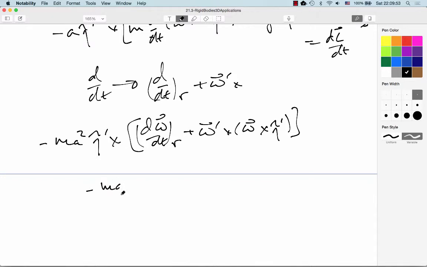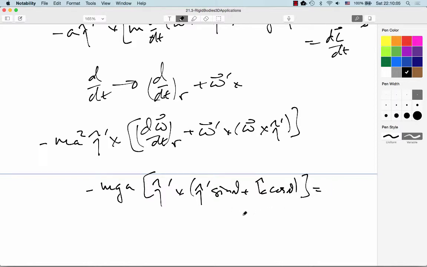minus MGA j prime cross j prime sine theta plus k prime cos theta. That equals dL/dt, evaluated in the rotating frame, plus omega prime cross L. Okay, thank God for small favors. That's going to be 0. You take it where you get it.